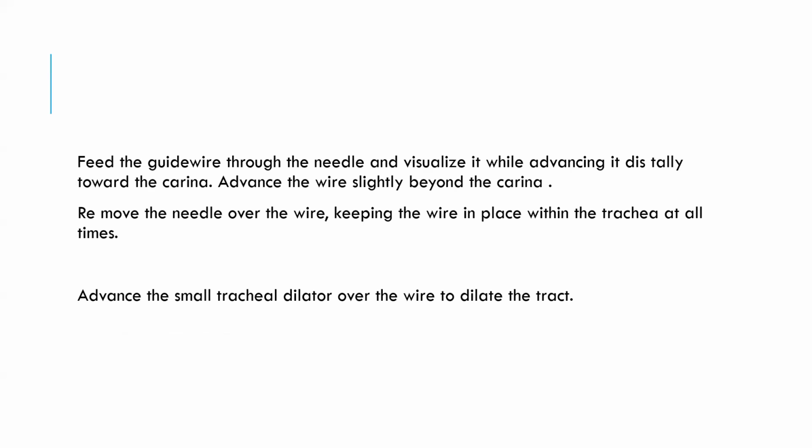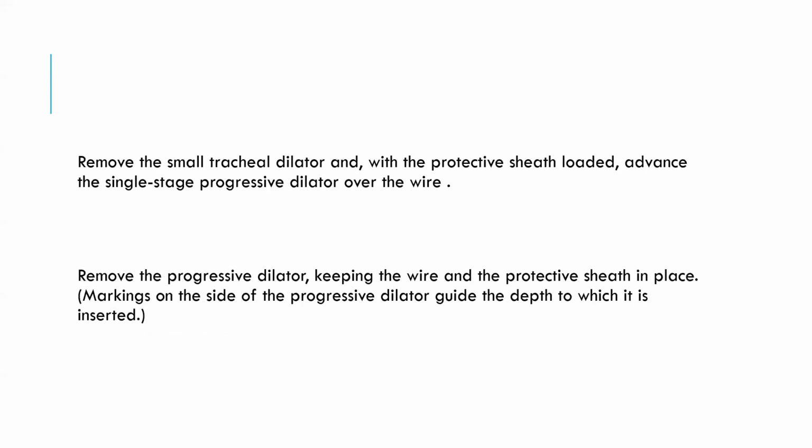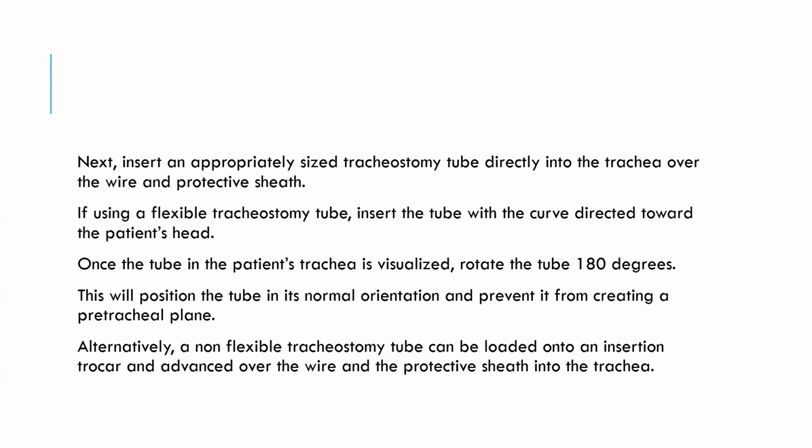Then advance the small tracheal dilator over the wire to dilate the tract. Then remove the small tracheal dilator and the protective sheath loader. Advance the single stage progressive dilator over the wire. Remove the progressive dilator, keeping the wire and protective sheath in place. Markings on the side of the progressive dilator guide the depth to which it is inserted. Next, insert an appropriately sized tracheostomy tube directly into the trachea over the wire and protective sheath.